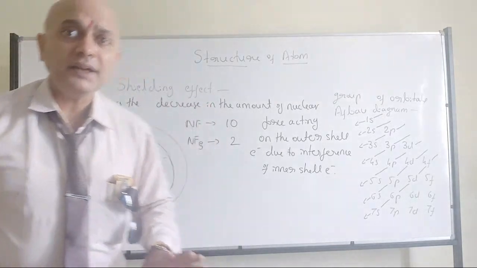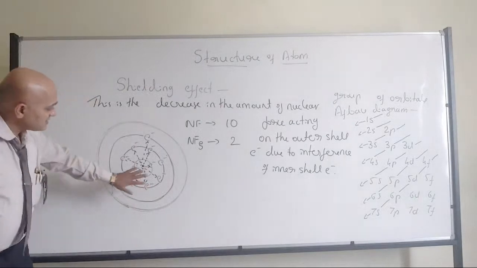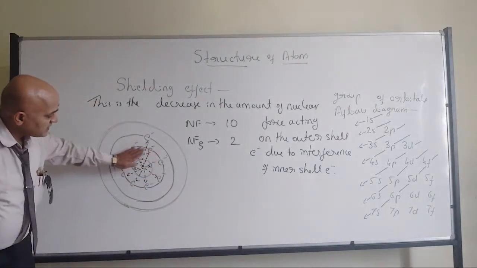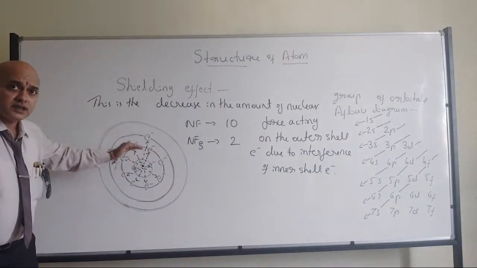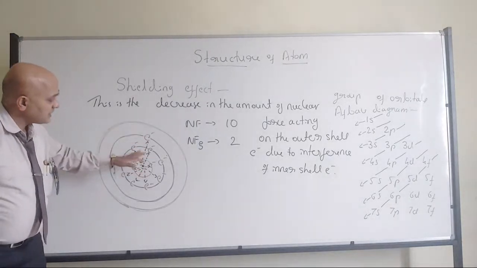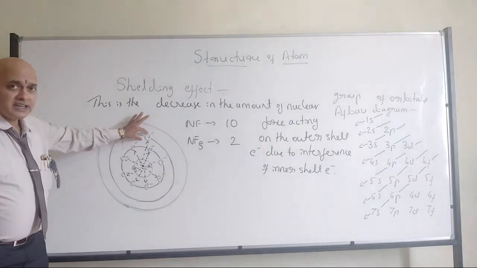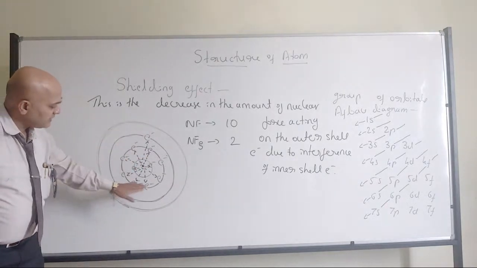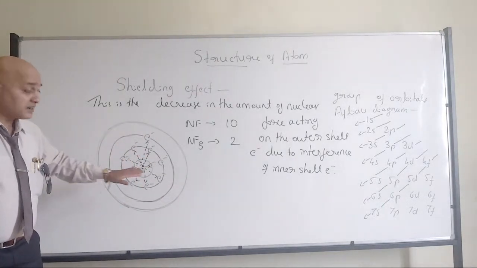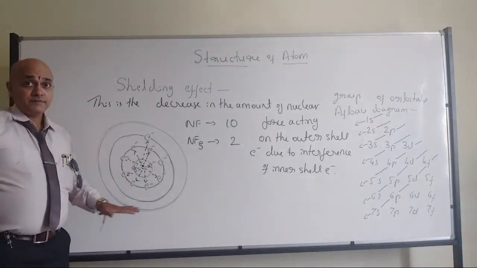Shuchita, whether I am clear? So what I mean to tell here is these inner shell electrons are masking some amount of nuclear force. So not all the nuclear force is applicable to this particular electron because it is interfered by the inner shell electrons. That's where they act as a shield.